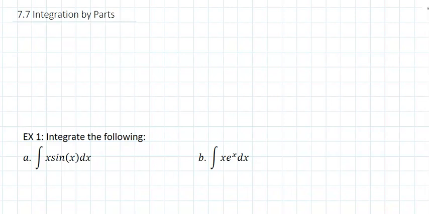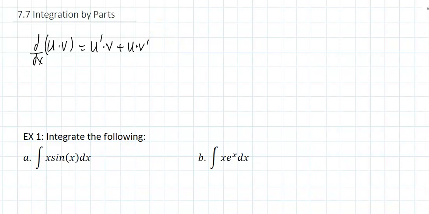Section 7.7 talks about integration by parts. And what this does, it's undoing the product rule. If you take a derivative of u times v, let's go more official. If you take a derivative of u times v, that would be u prime times v plus u times v prime.